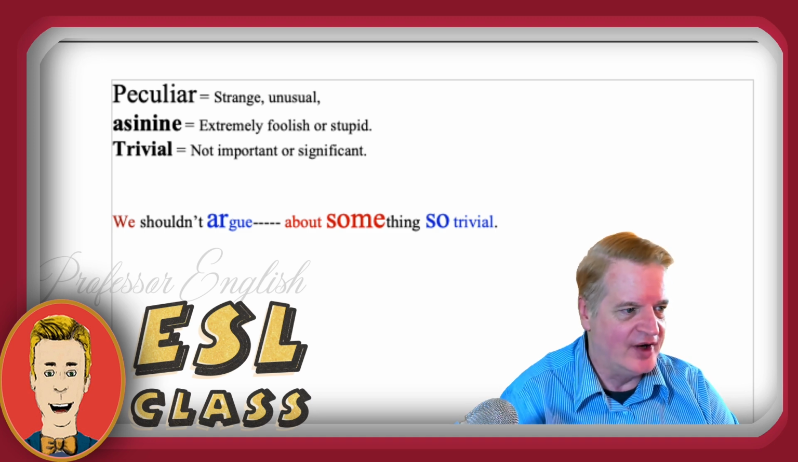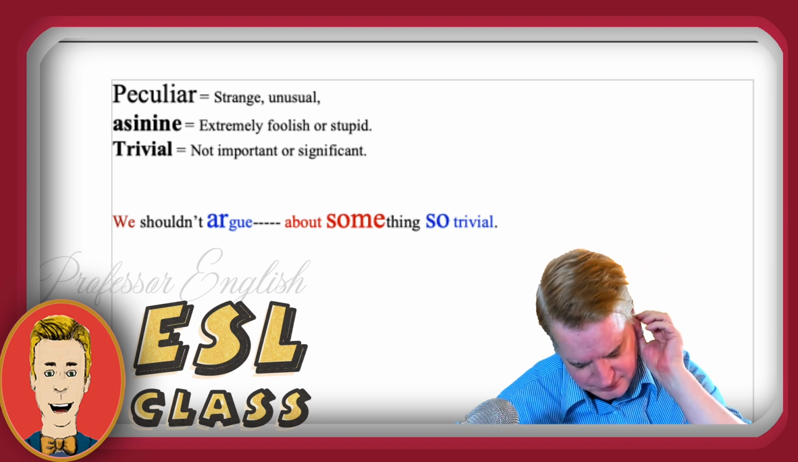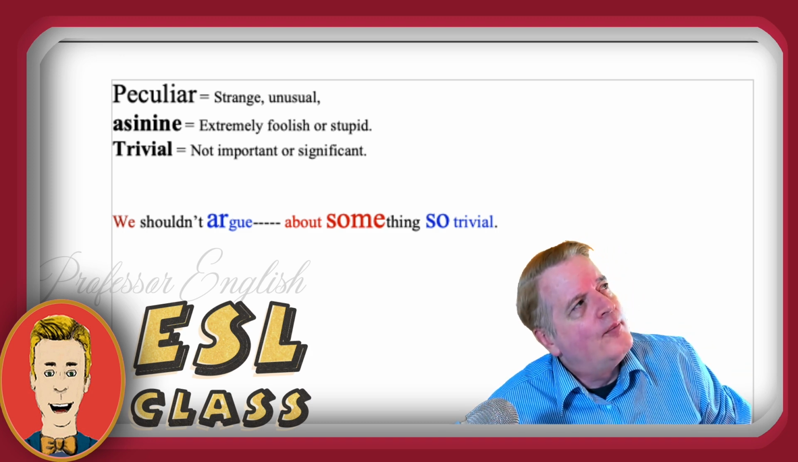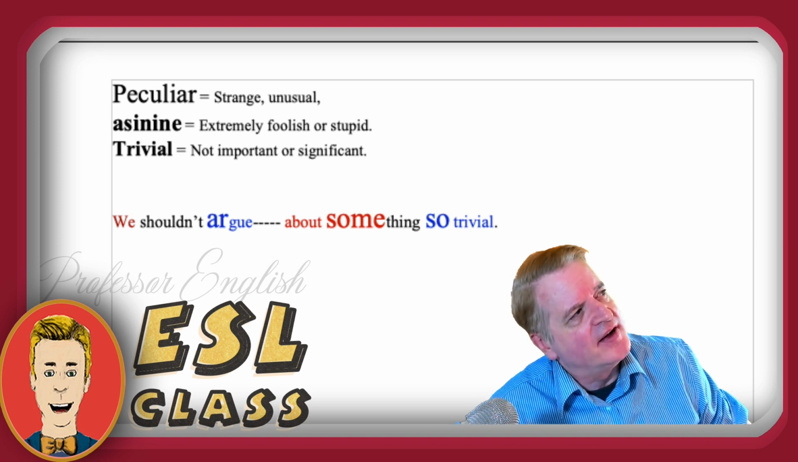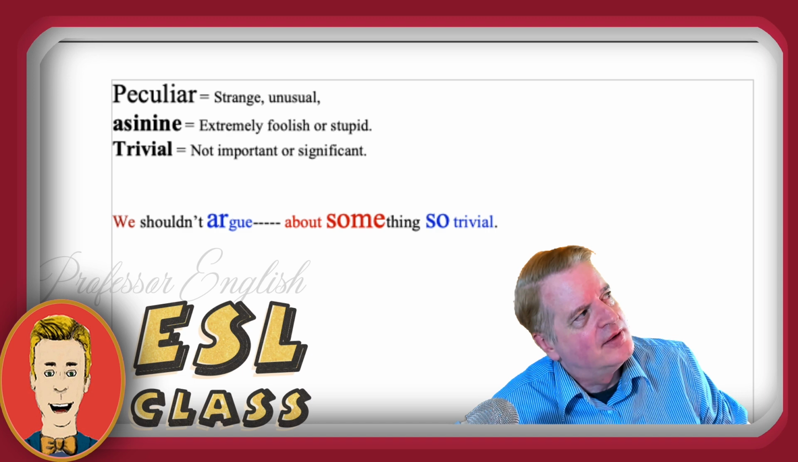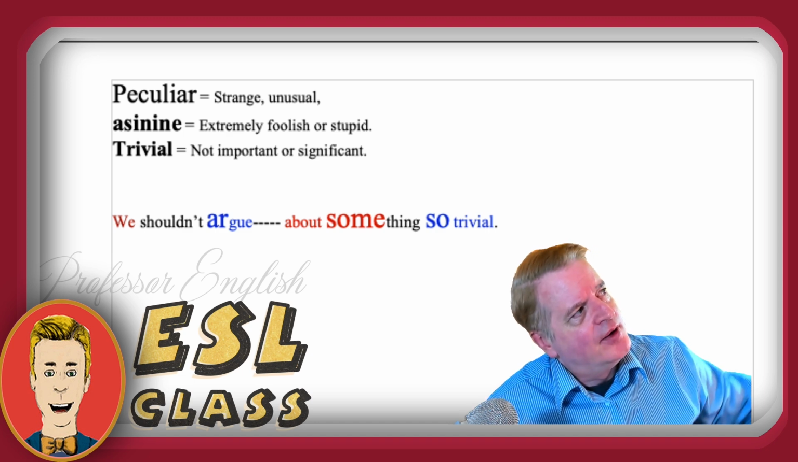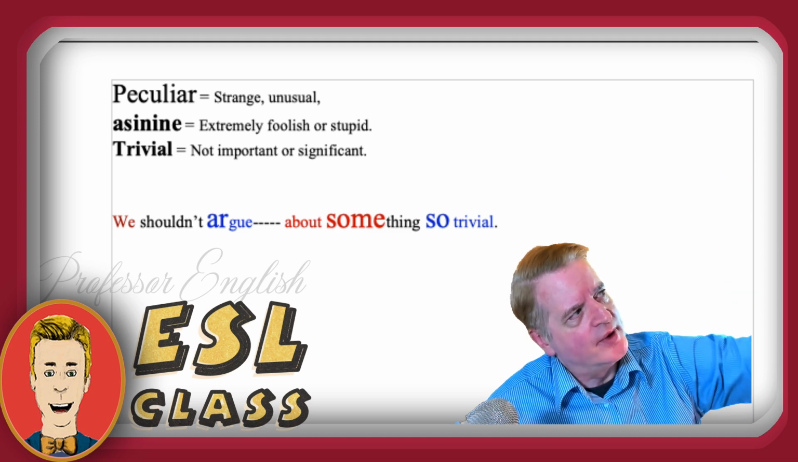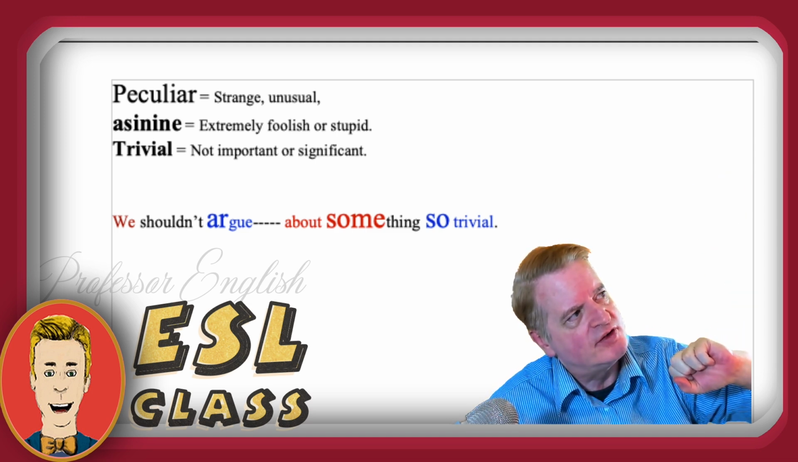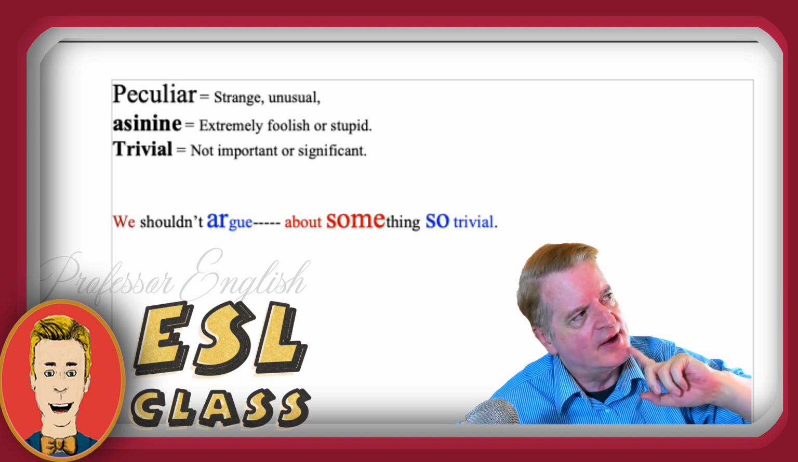Mohammed, can you say the entire phrase? We shouldn't argue about something so trivial. Mohammed, can you make a question about what we argue about? Do that in the present progressive. What we are arguing about. Okay, present progressive. We are arguing. How do you make a yes/no question with we are arguing?